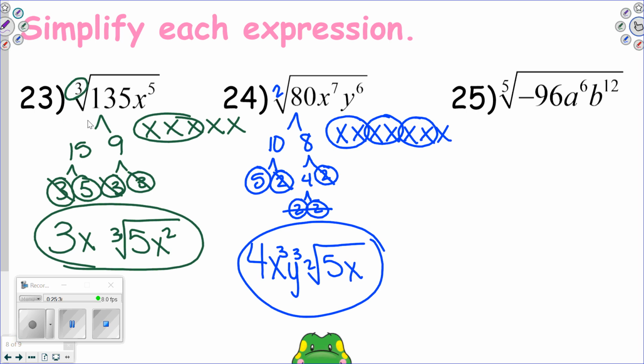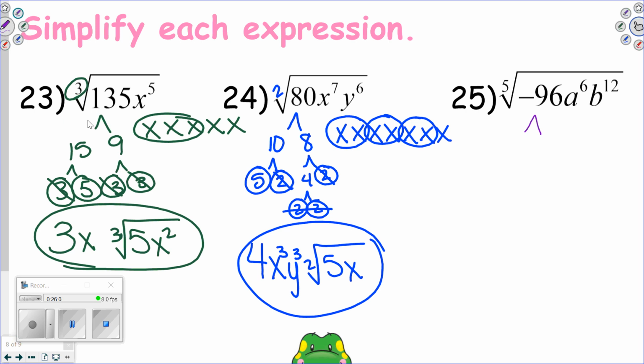All right, so 25, I have a negative underneath. Is that okay? Yes, because it's an odd index. So it's okay. If it's even, you have to pull an i out. But since it's an odd index, it can be negative. So, fifth root of negative 96, is it perfect? It's a decimal. Okay, so that means we have to do a factor tree.